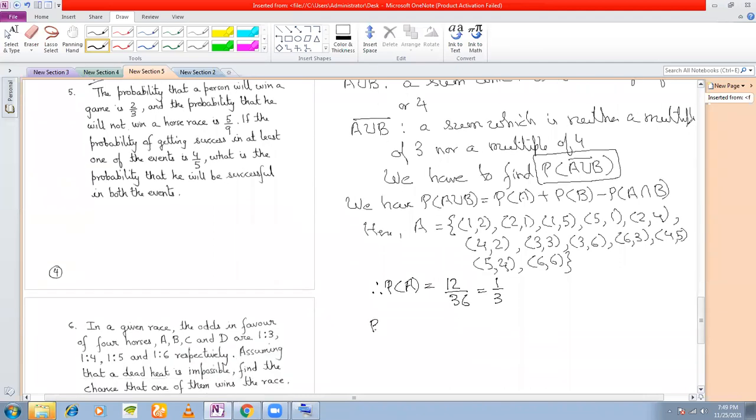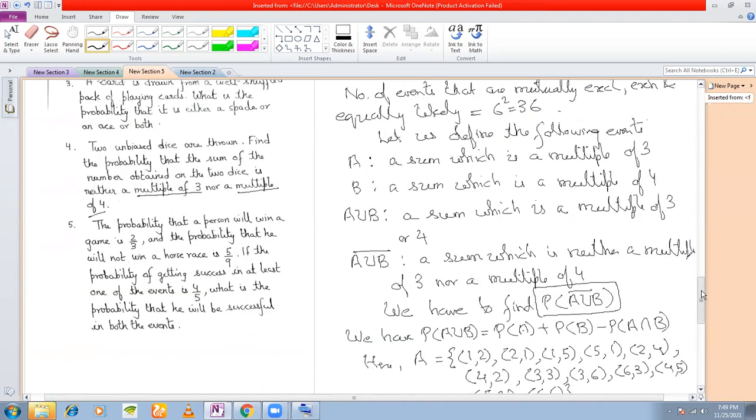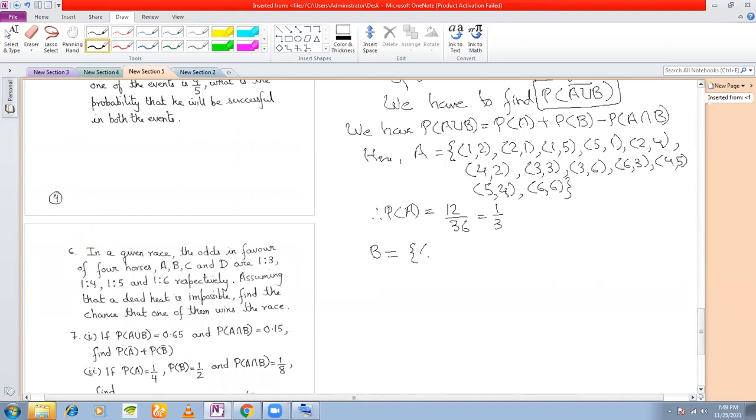But first let us write down the event B. What is the event B here? The event B here is a sum which is a multiple of 4. So how can you get a sum which is a multiple of 4? 1, 3 you can get. You can get 3, 1. You can get 2, 6. You can get 2, 2 or 6, 2 also.